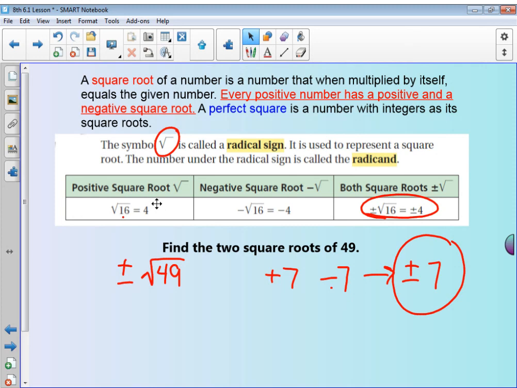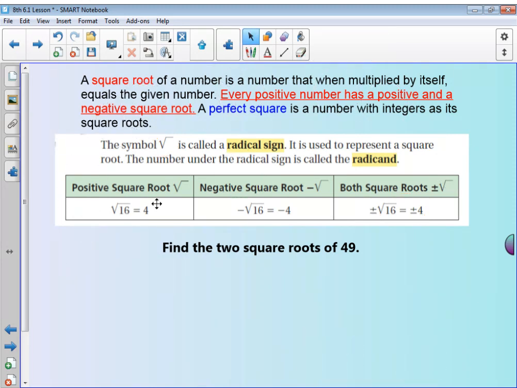Okay, so let's go ahead and try another one. We're going to do perfect squares right now, ones that are easy for you to do in your head and that you shouldn't have to use your calculator for. Okay, find the 2 square roots of 81. So in other words, they're asking this. This is how it would look if they did this in word or without words.